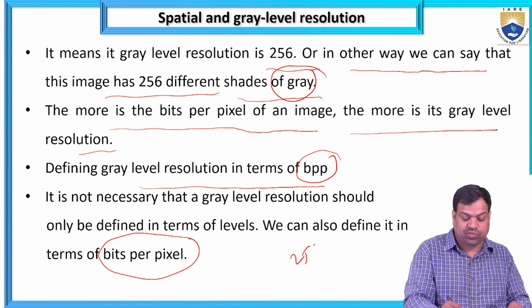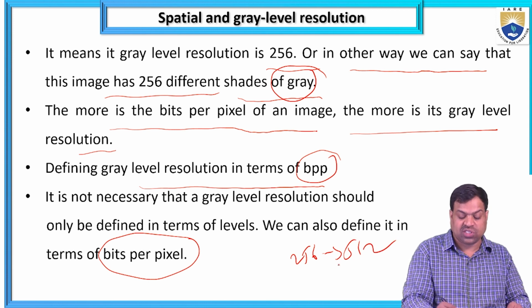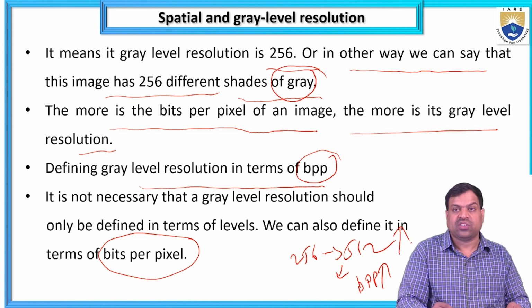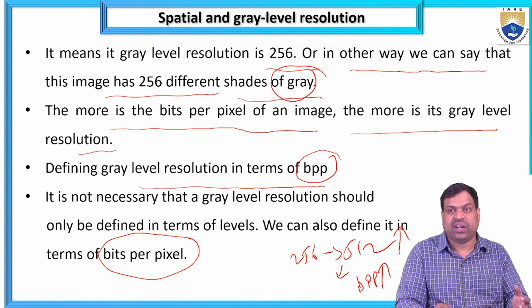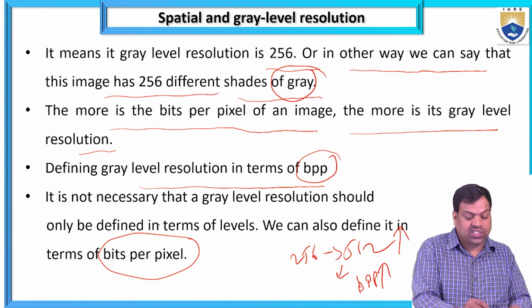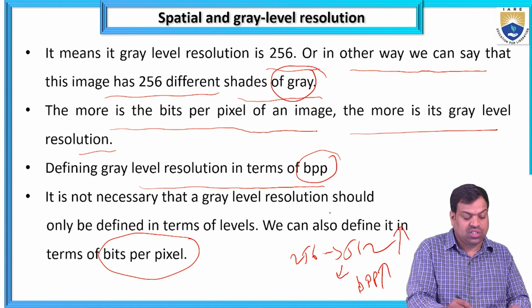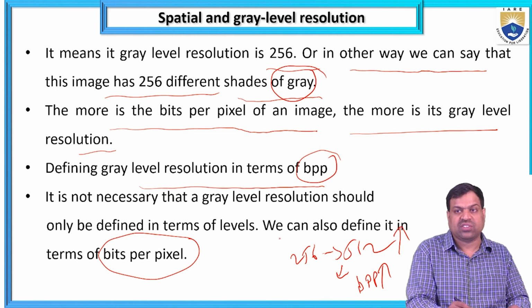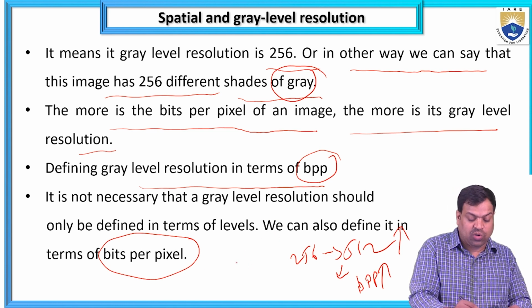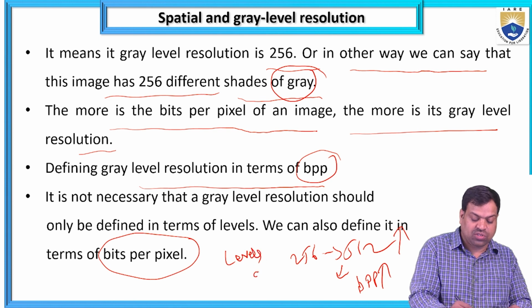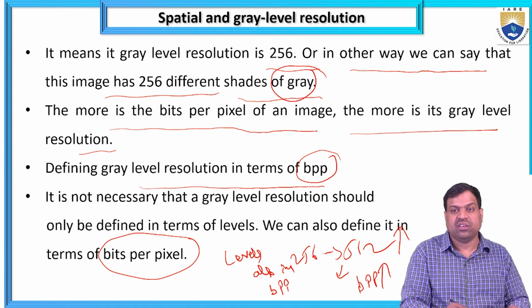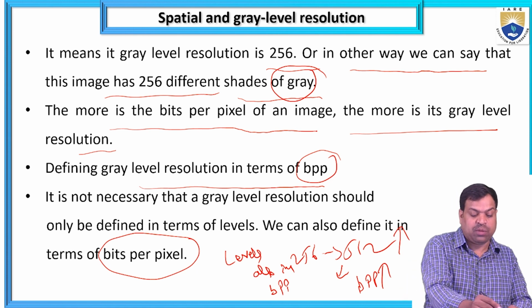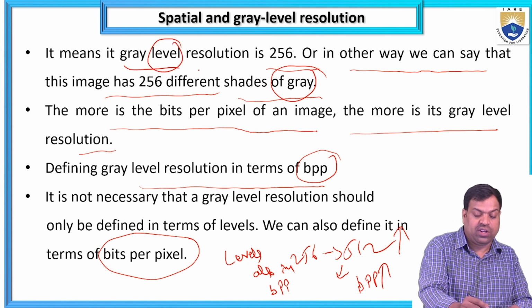Suppose I have to increase 256 to 512. How is it possible? By increasing the BPP. If I increase the BPP, then the resolution, or gray level values, will increase. So it is not necessary that gray level resolution should only be defined in terms of levels. We can also define it in terms of bits per pixel, not only in terms of gray levels.